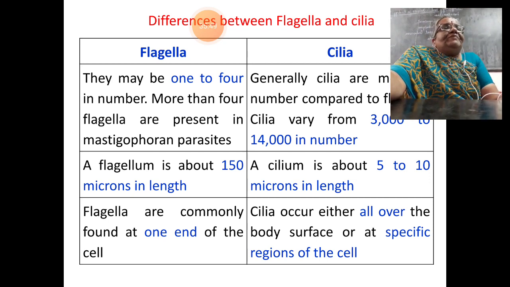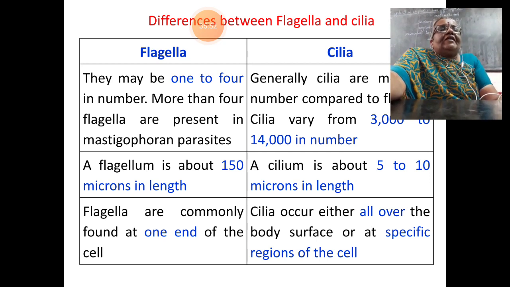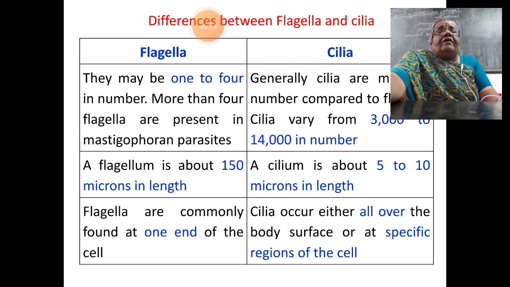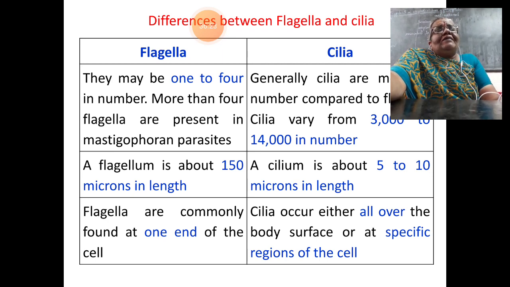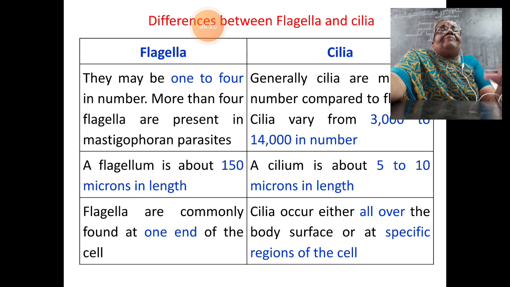Now, let me tell you the differences between the flagella and cilia. Flagella, I have told you, may be 1 to 4 in number, maximum 8, more than 8 in case of parasitic mastigophorans. Whereas cilia are present in enormous numbers, anywhere from 3000 to 14,000, and they are quite small. A flagellum measures about 150 microns in length. Micron, you mean 10 to the power of -6. By now you must be knowing this. And a cilium is about 5 to 10 microns. Just compare. Okay.